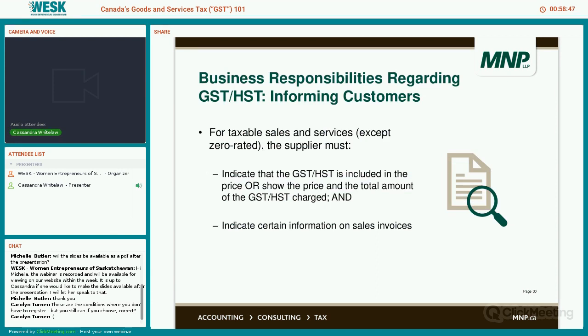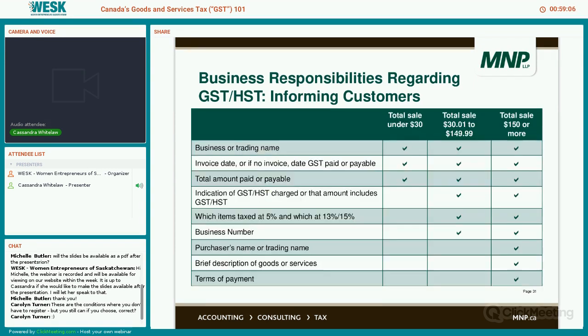So when you're charging GST to your customers, you have to tell them about it. So for any taxable sales and services except for zero-rated supplies, the supplier needs to indicate that GST or HST is included in the price, or they need to show the sale price and the total amount of sales tax charged. As well, there's certain information that needs to be included on invoices for customers. The level of detail is based on the amount of the sale.